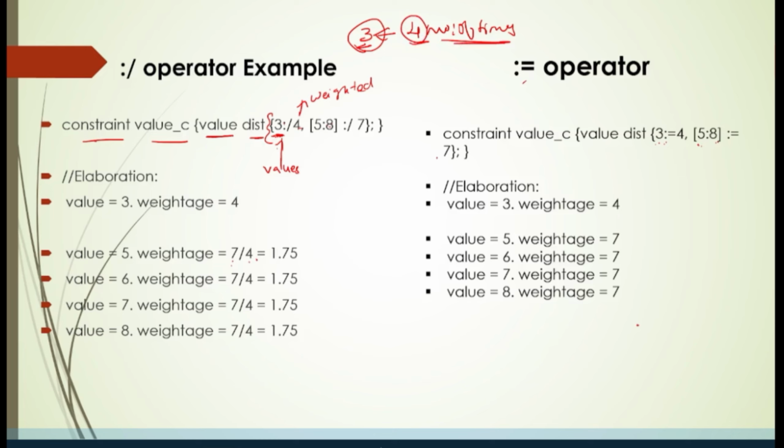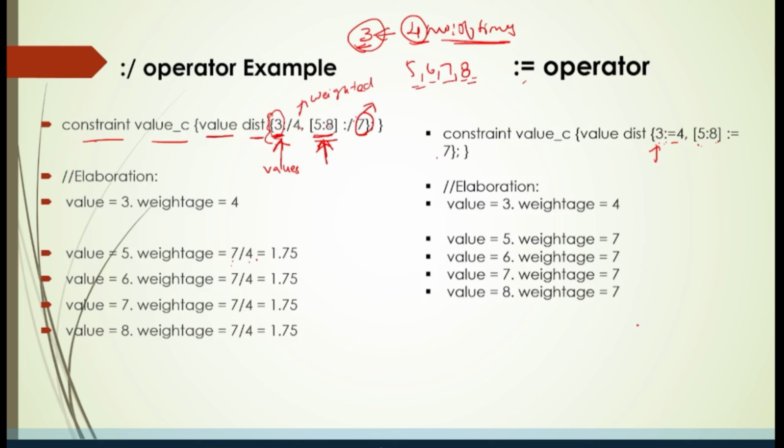Here this can be either a value or a range. Now if you see here, this is a range, that means 5 to 8, so you can expect 5, 6, 7, 8. All of these 5, 6, 7, 8 will have this weighted distribution of 7. Now what is the difference between colon slash and colon equal to? If you are using only one value, there won't be much difference between them; both are the same. But if you are using a range, like 5 to 8, which has the values 5, 6, 7, 8, the difference appears.